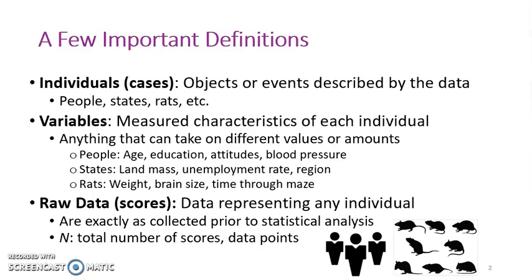So using these definitions, for example, if I am an individual or case in a study of people, I will have a score on each variable measured. I am a case, and let's say the variables measured are height and eye color. My score on height is 67 inches. My score on the variable eye color would be brown.